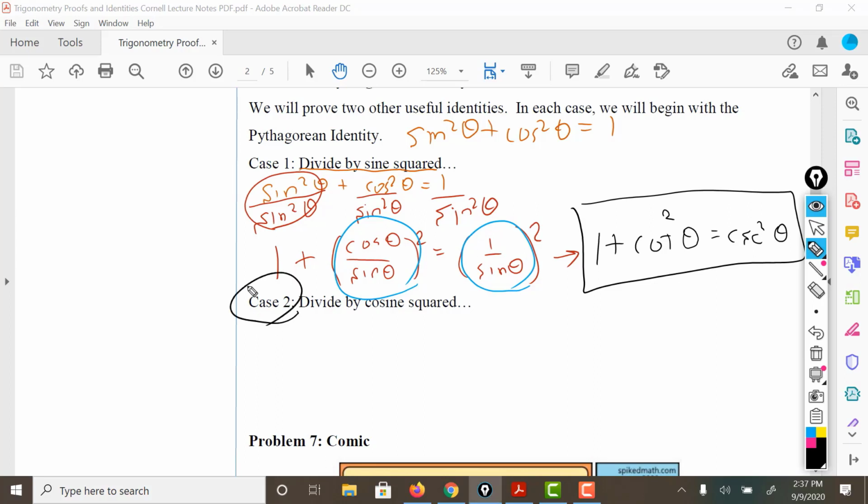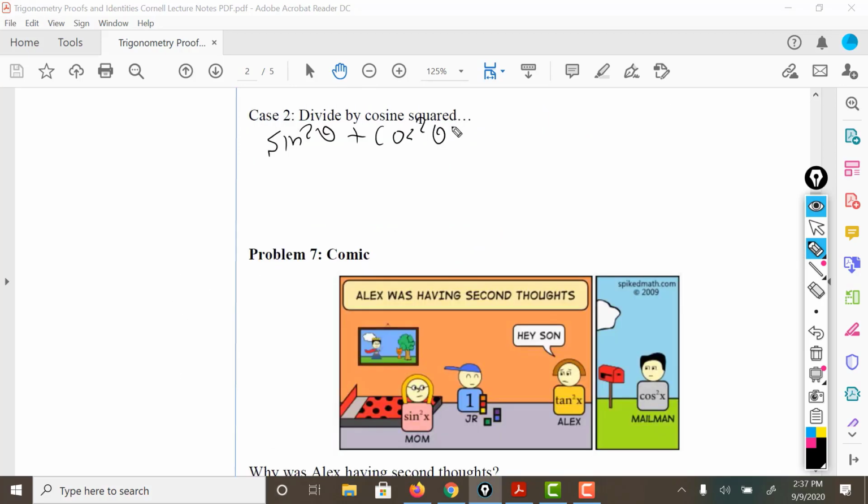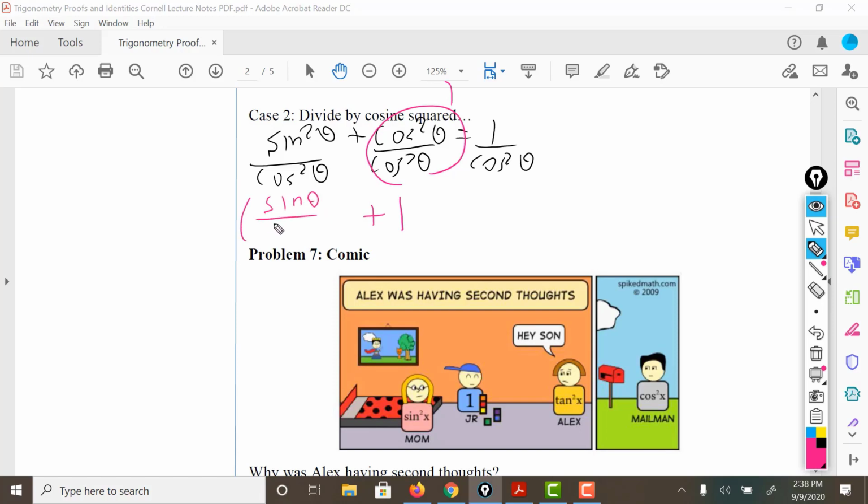Case number 2. Why don't you try it out? Why don't you pause me and try it out? Pause me. Hopefully you got the feel for this one. You divide everybody by cosine squared. This results in this one becoming 1.